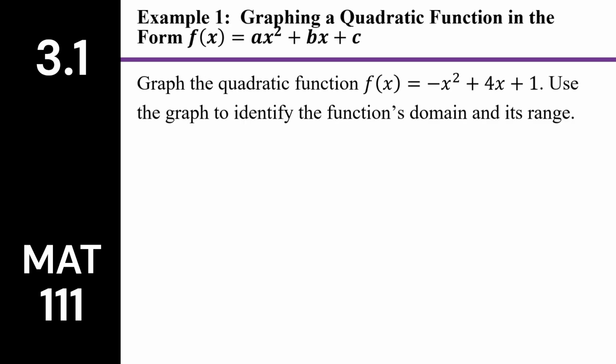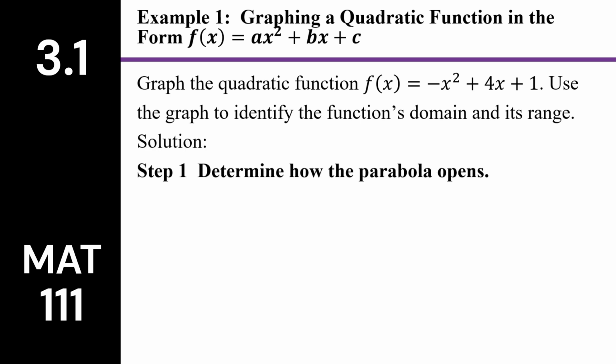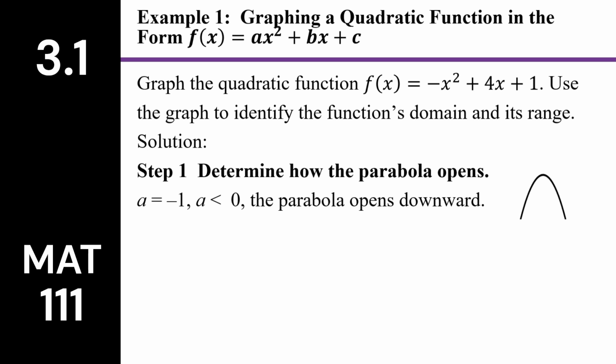Example 1. Graph the quadratic function f of x equals negative x squared plus 4x plus 1, then use the graph to identify the function's domain and range. Step 1 is to determine how the parabola opens. Since a is negative 1, that means it's less than 0, so the parabola opens downward.